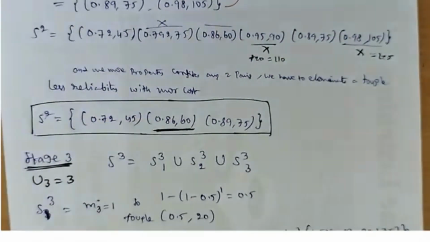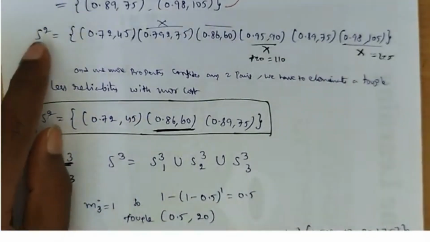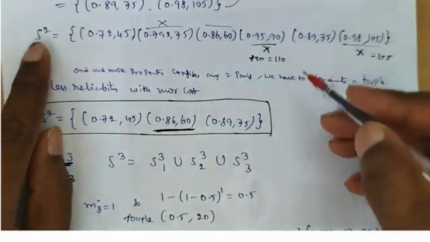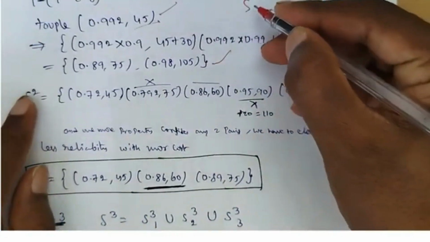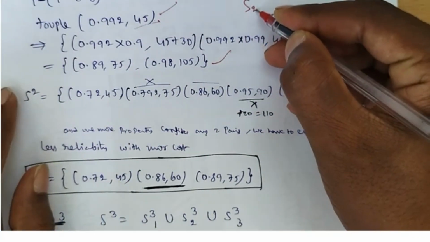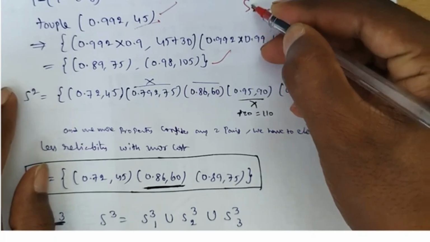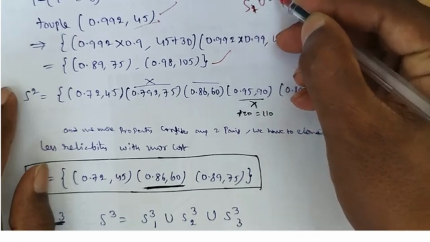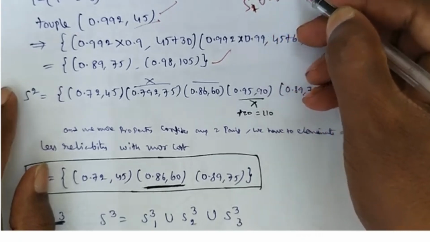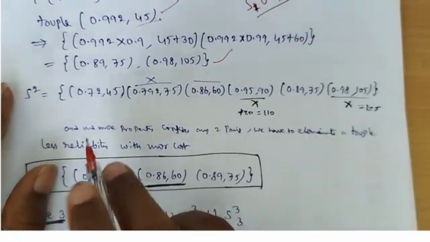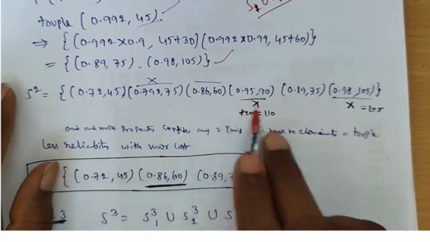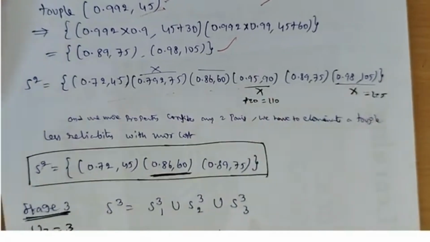Okay, what is s2? What is the meaning of s2? s2 is nothing but s2 first device union s2 second device union s2 third device. So we have to merge all the three parts.